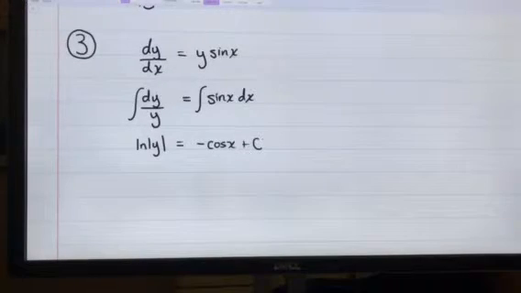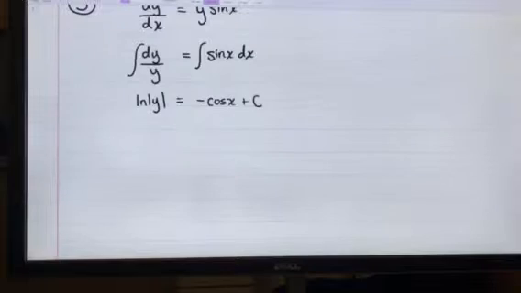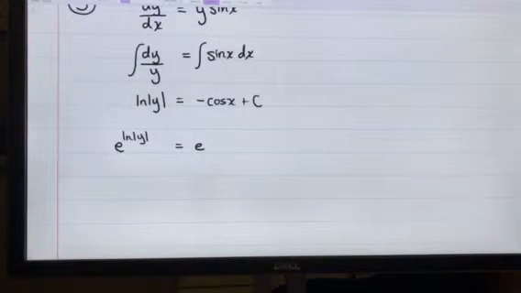In terms of solving for y, now we can eliminate the presence of the natural logarithm if we take both sides, upon which we will raise the natural logarithmic exponential base e. So we're going to have e to the natural logarithm of the absolute value of y is equal to e to the negative cosine of x plus c. So e to the natural logarithm of the absolute value of y will go to the absolute value of y.